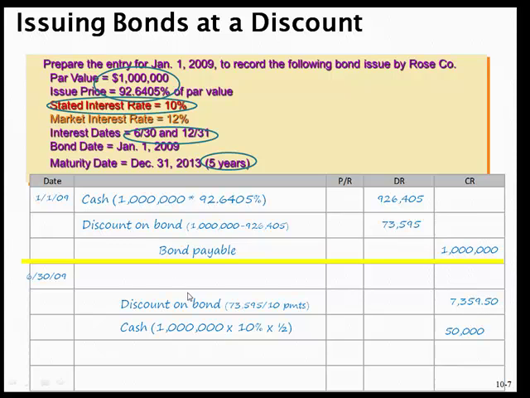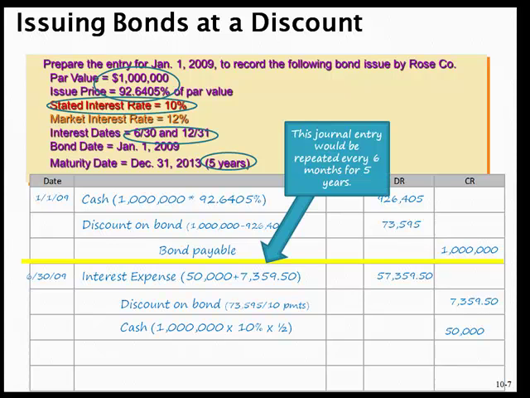We're going to add these two together, and we're going to record interest expense of $50,000, the actual payment, plus the $7,359.50, the amortization. This is kind of an internal adjustment. It's just like depreciation expense. We're spreading the $73,595 over the life of the bond. We're going to make the same journal entry 10 times, so every 6 months for 5 years.